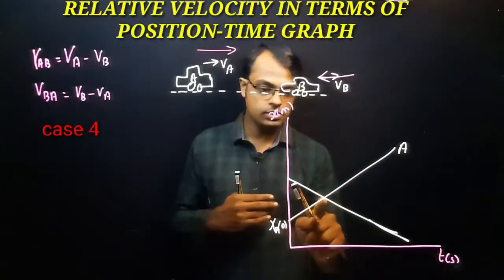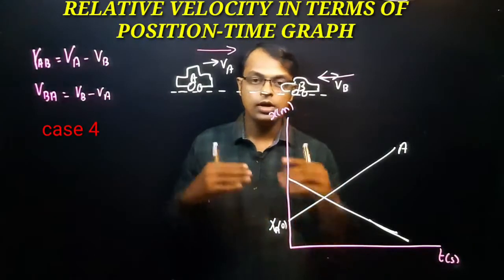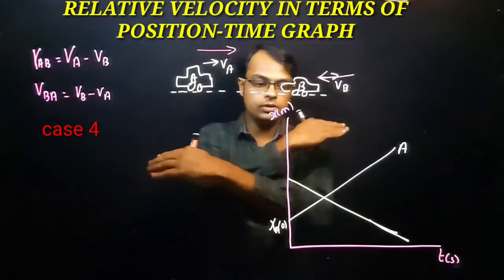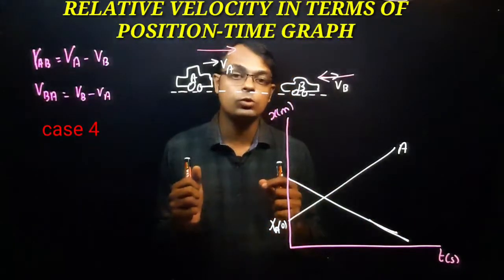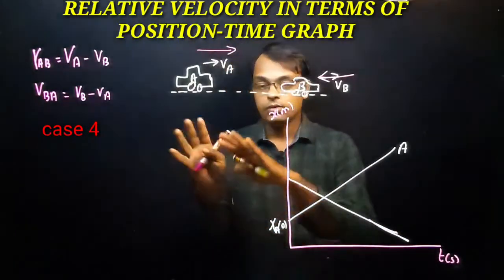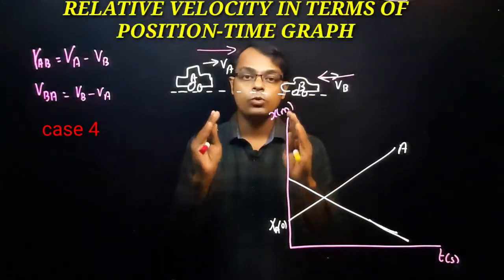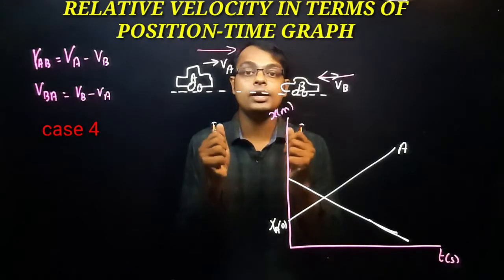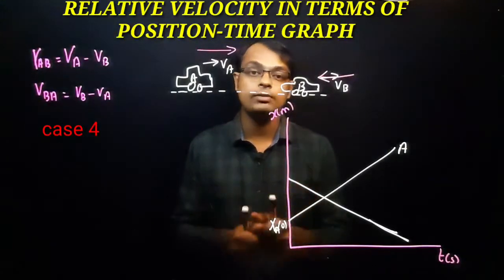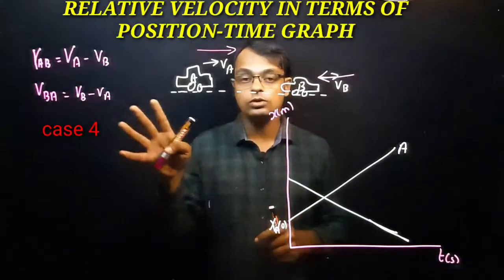So you can see here the relative separation is equal to 0, and after that, once again, the relative separation increases. So this is the fourth case related to relative velocity, and we have discussed the four cases for relative velocity, explained with the help of the position-time graph. I hope you understand all four cases.